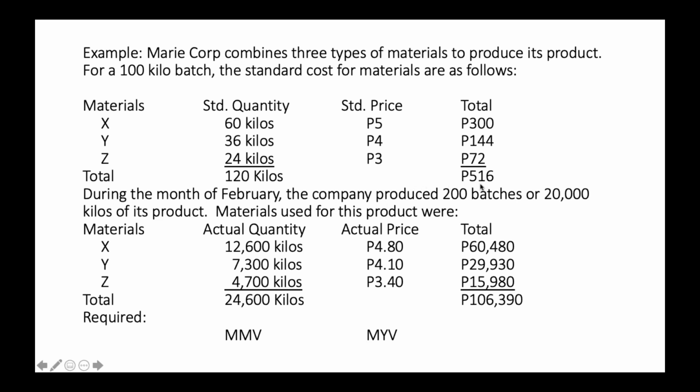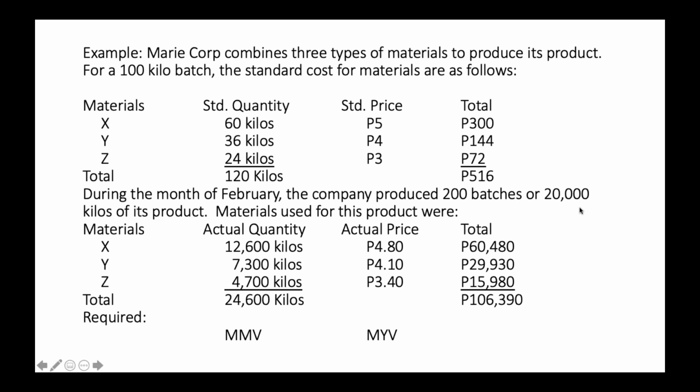For a total of 516 pesos for every 100 kilo of a batch. During the month of February, the company produced 200 batches or 20,000 kilos of its product.